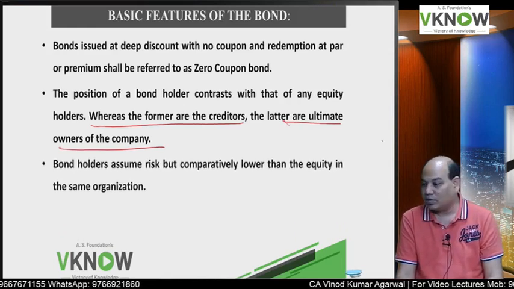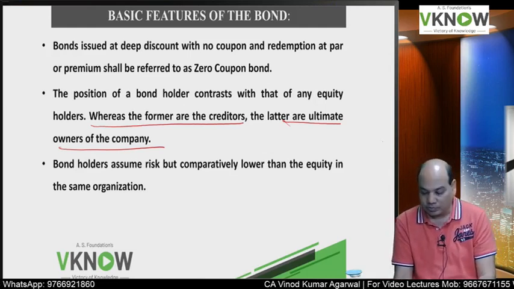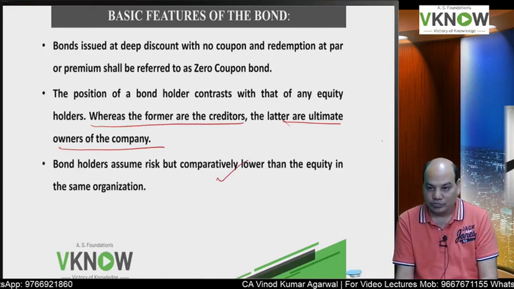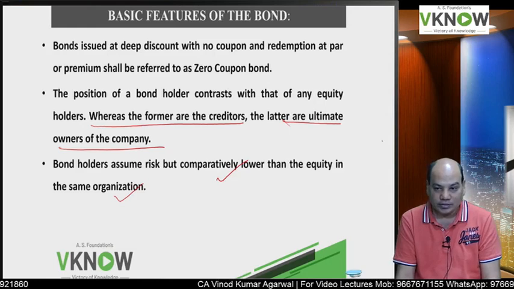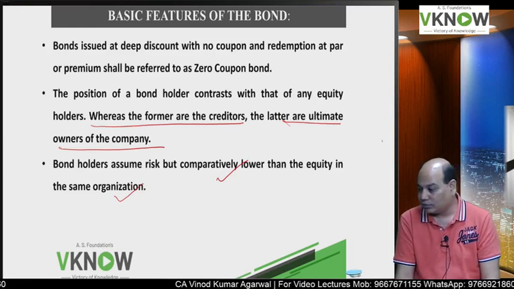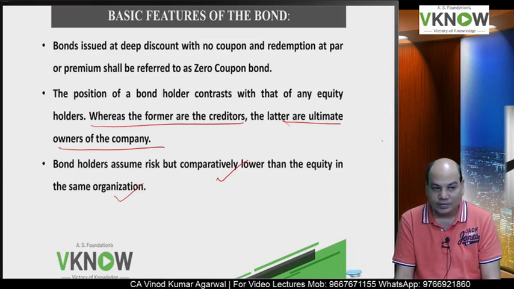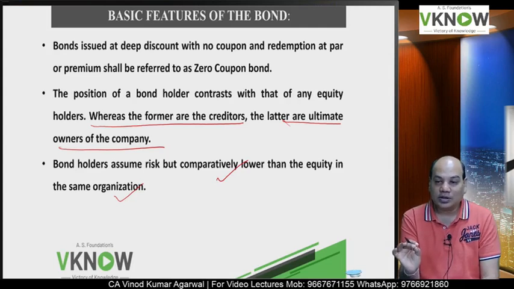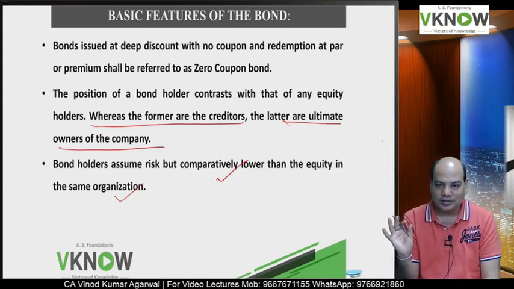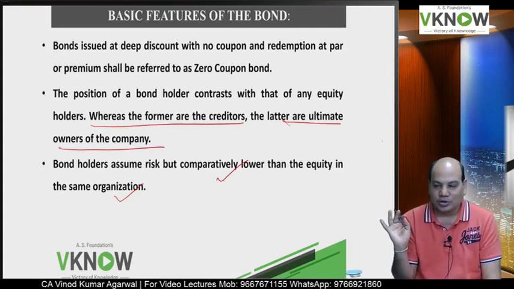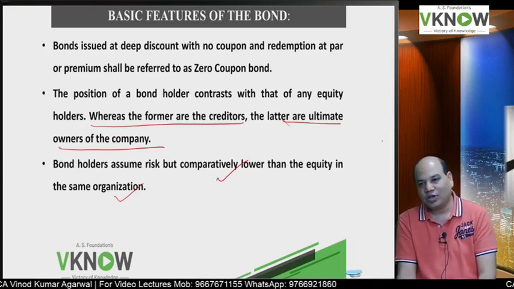What is the advantage of investing in a bond compared to an equity share? Bonds are less risky. Equity shares are more risky. Why? Because in case of a bond you will get a fixed coupon amount and redemption amount on pre-decided dates. In equity share, neither the dividend is certain, nor the redemption value, nor the market price. So the risk of the bondholder is less than the risk of the equity shareholder.